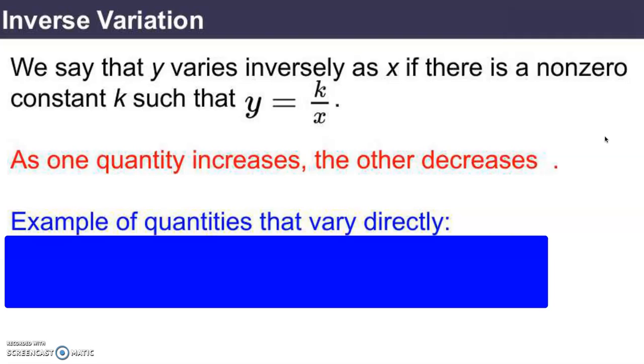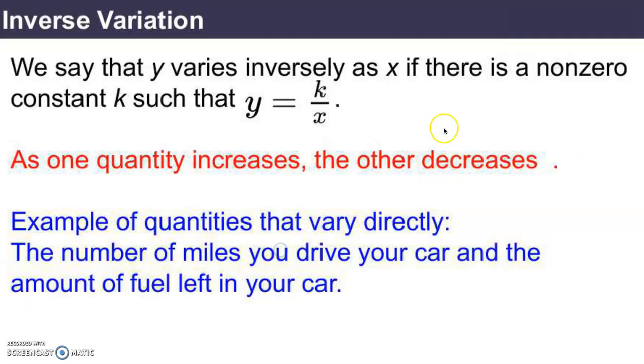So here's one example of a real-world scenario that's modeled by inverse variation. The number of miles you drive your car and the amount of fuel left in it. As you increase the number of miles you've driven, the amount of fuel left in your car is decreasing. Those have an inverse variation relationship.